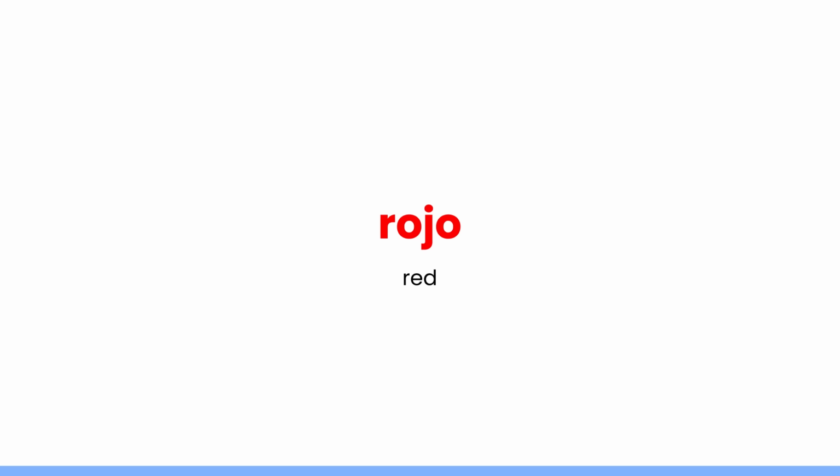So let's start with red, which in Spanish is rojo. So again, the J here has more of a G sound, so rojo. Not rojo, but rojo.